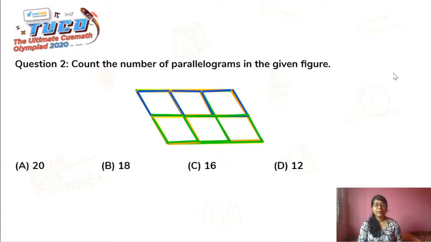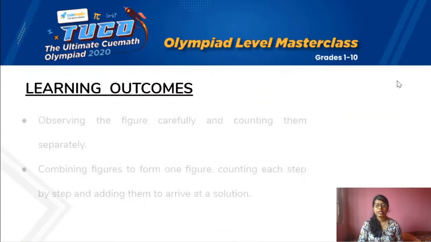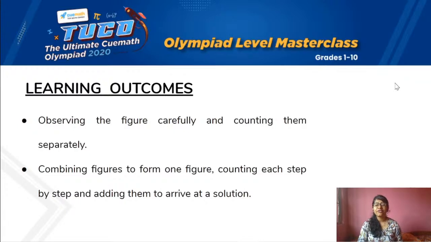With this, we would be winding up our session for today by looking into the learning outcomes. So we have noticed the figure carefully and counted them separately. So we have seen different types of counting of elements such as number of lines, counting of different shapes and so on. And also we have seen combining figures to form one figure. This is very important. Counting each step by step and adding them to arrive at a solution. So we have also seen different elements of a given figure and how the smaller figures combine and help us frame a bigger structure. So these were the key takeaways from today's session.